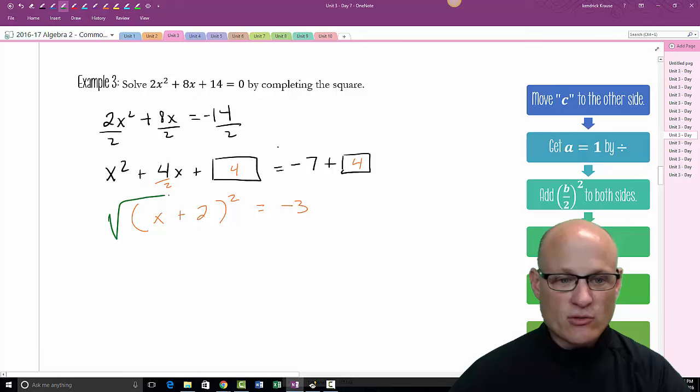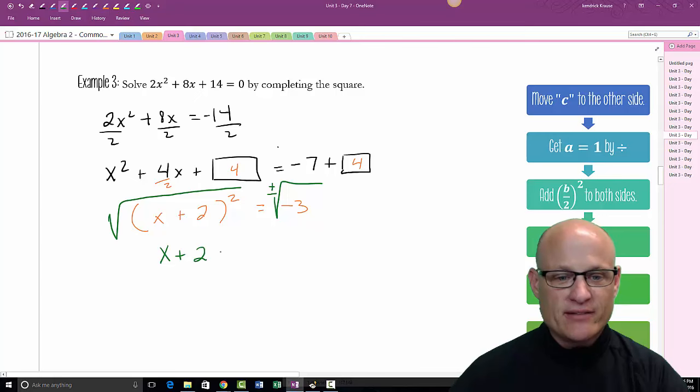Next step is to take the square root, because to get rid of a square, you take the square root, and when you take the square root, yep, plus or minus. Okay, so I end up with x plus 2 is equal to plus or minus the square root of negative 3.